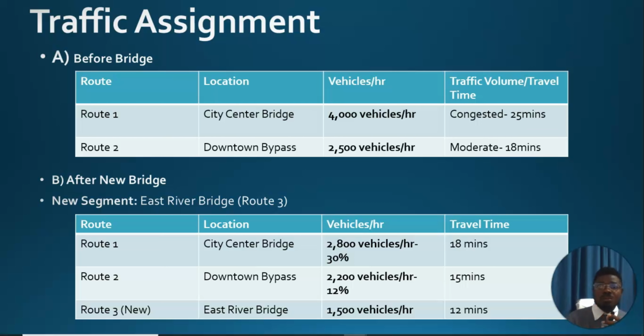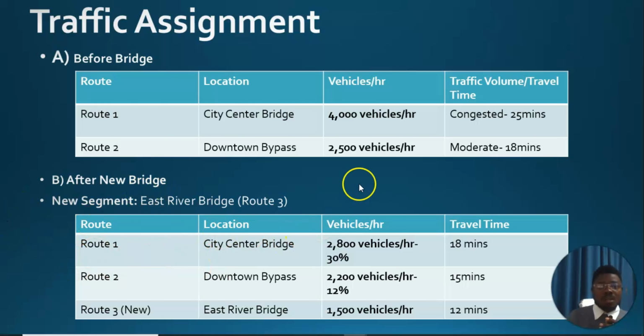Route one takes about 25 minutes. There's usually congestion because of the vehicles per hour, about 4,000. But for route two, it has about 2,500 vehicles and about 18 minutes when it comes to the traffic timing. Now, when we decide to introduce a new bridge, we know definitely the introduction of a new bridge will reduce the traffic volume on these other two routes, and there will be a little concentration on the new route.